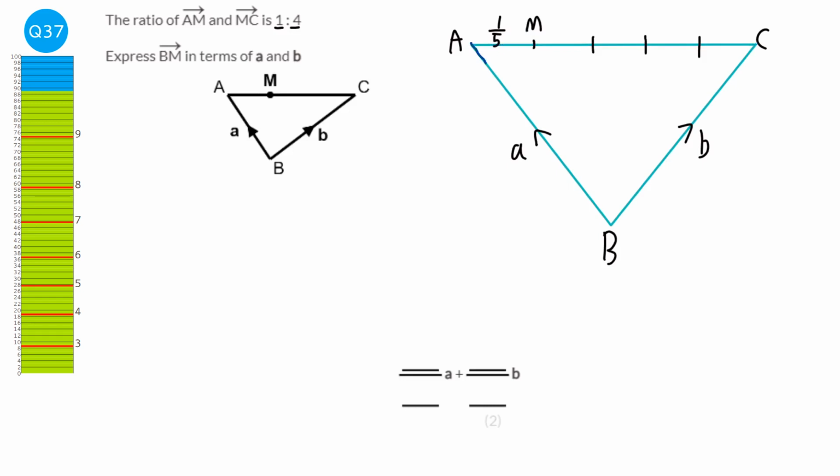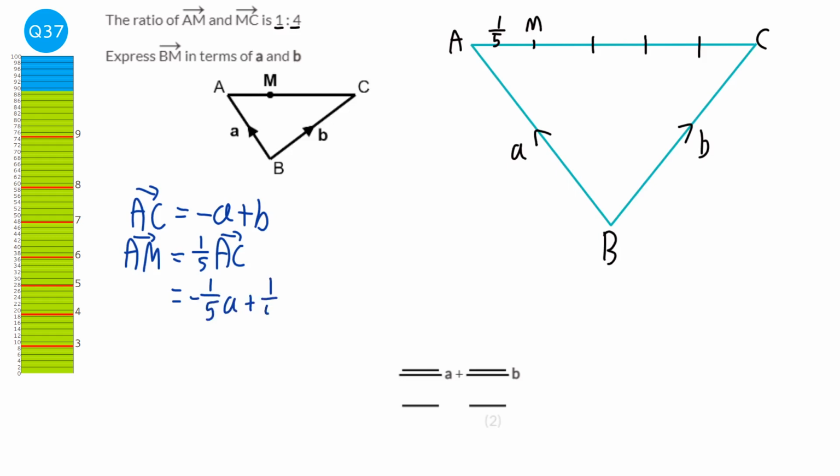So what we're going to do is go from A to C by going down here and then up here. So A to C is going backwards down A, then up B. Now A to M is going to be 1/5 of A to C. If A to C is minus A plus B, that means A to M is going to be minus 1/5 A plus 1/5 B.